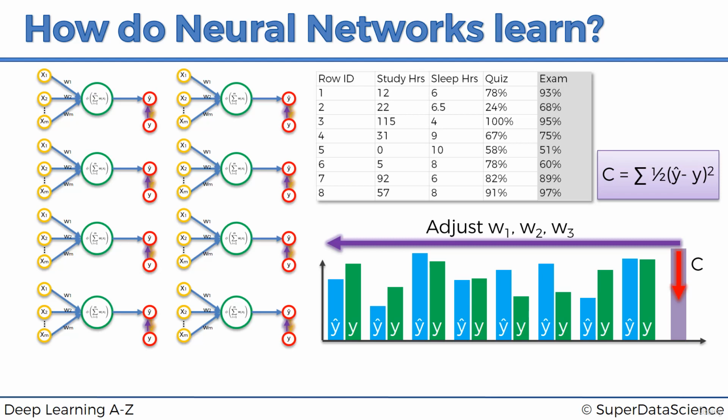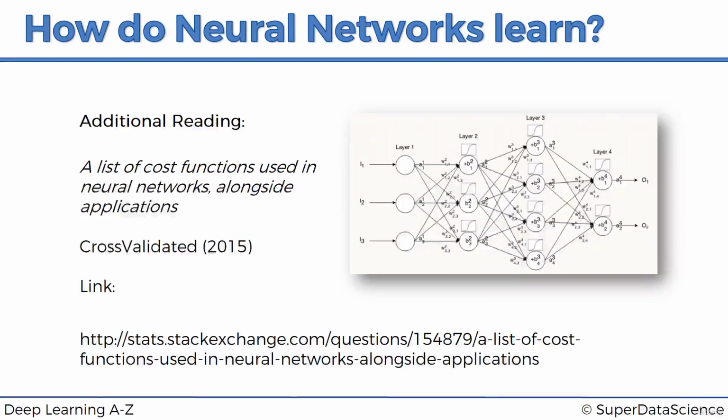So some additional reading that you might want to do for the cost function, and I know we just talked about one, and there are many different ones. A good article is located on Cross-Validated. It's called A List of Cost Functions Used in Neural Networks, Alongside Applications. The URL is there, but you can just Google for that exact search phrase, and this one will be the first one that pops up. It's actually got some good examples and use cases for different cost functions. So if you're interested to learn more about cost functions, check out this article.